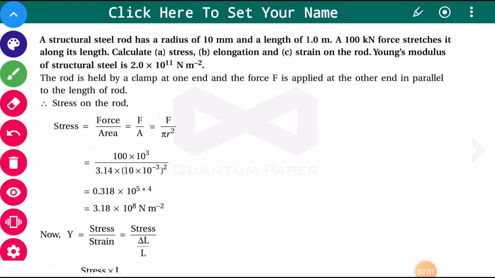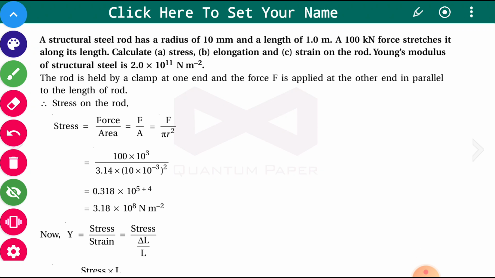Now, chapter number 9, illustrations. A structural steel rod has a radius of 10 millimeter and a length of 1 meter. A 100 kilonewton force stretches it along its length. Calculate the stress, then elongation, strain on the rod. Young's modulus is given. Okay.